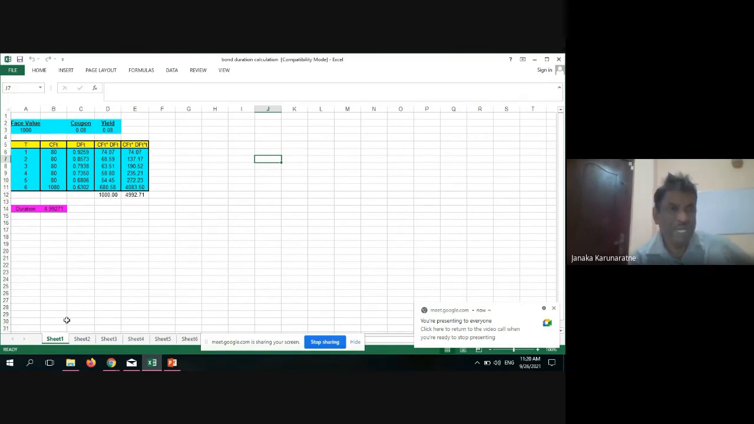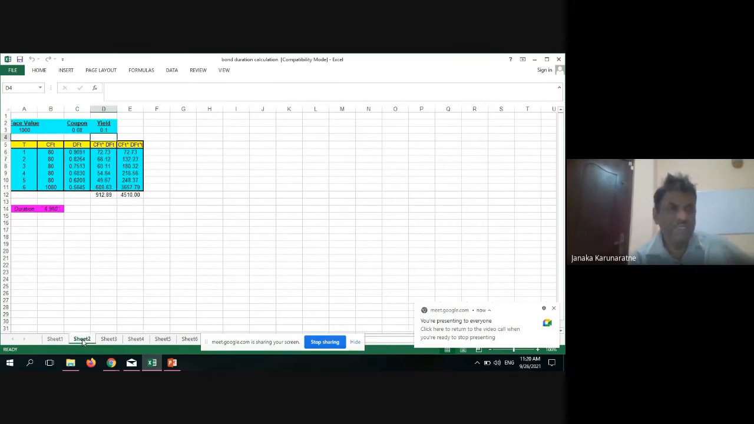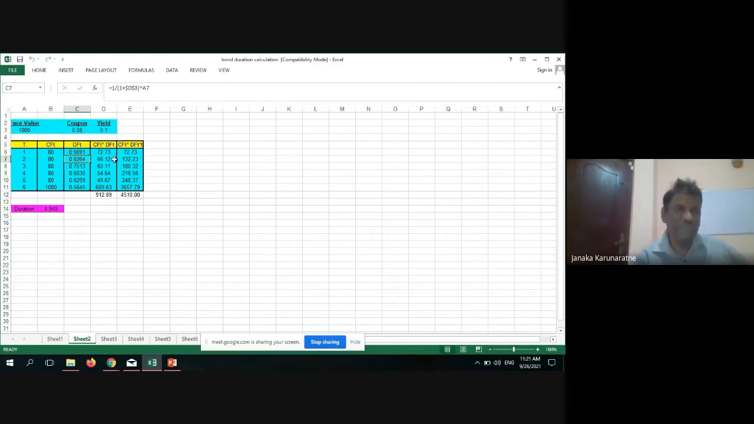So this is the first part. Let's move on to the increase to 10%. As I said, the only change is the discount factor. Earlier the yield was 8%, now the discount yield is 10%. So your discount factor changes. Now that is 1 over 1.1. So D3 is 1.1 to the time factor 1, then 1.1 to the time factor 2, and so on. So the discount factor changes. Keep it to 4 decimal places.